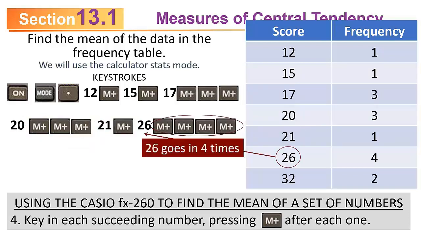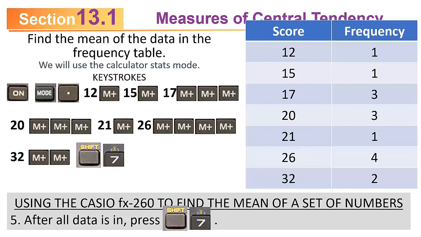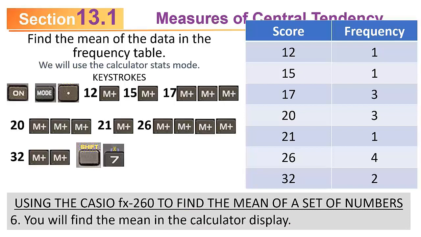Then you go to 26. There are 4 of those, so after you type in 26, you hit M plus 4 times. Then you go to 32. There are 2 of those, so after you type in 32, you hit M plus twice. And once you get all the data in, you do Shift 7. And once you do Shift 7, the calculator display will give you the answer. And in this case, it's 21.8. So the mean is 21.8.